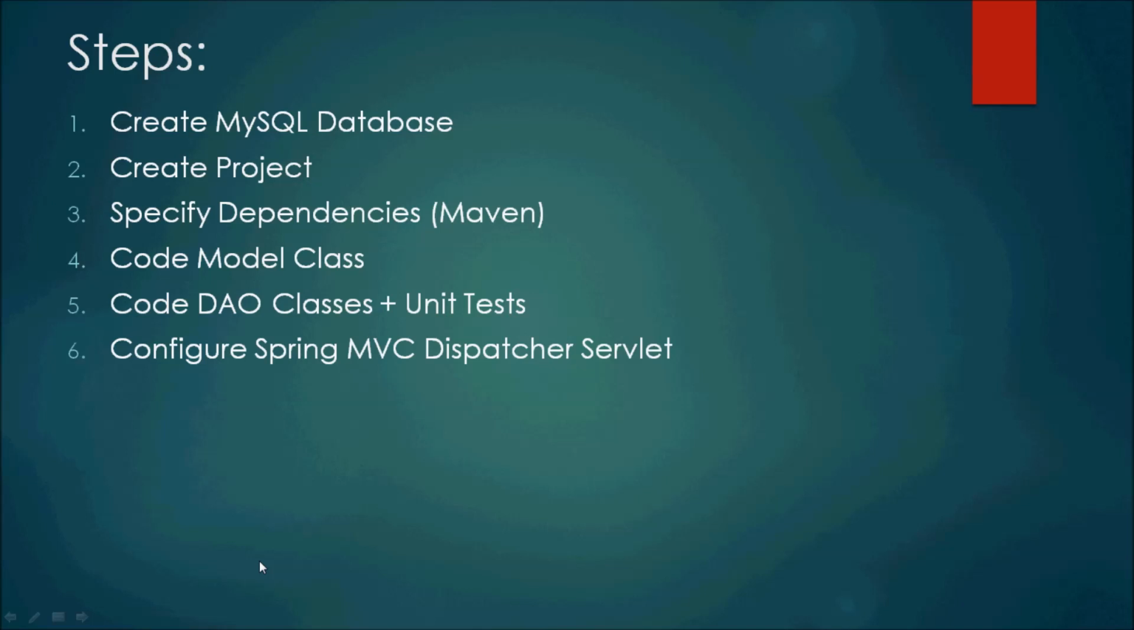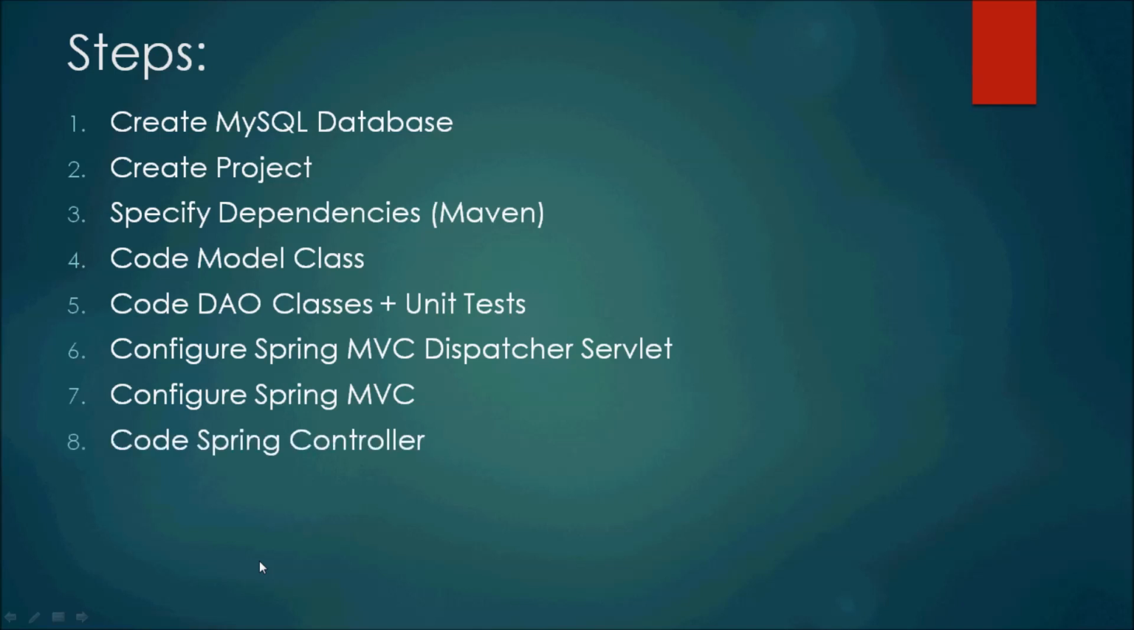And then we configure Spring MVC dispatcher servlet to enable our Java web application to run on a Spring MVC container. And then we configure Spring MVC to use Spring JDBC. And then we code a Spring controller class to handle requests from the clients, and then we code the JSP page using HTML and JSTL for the view layer. And finally, we test the application.